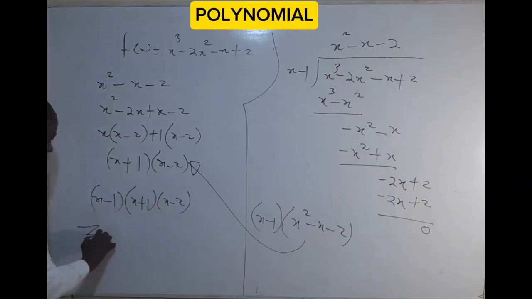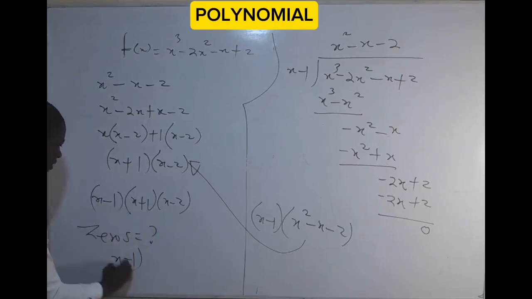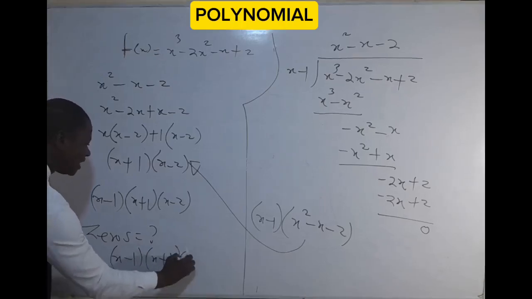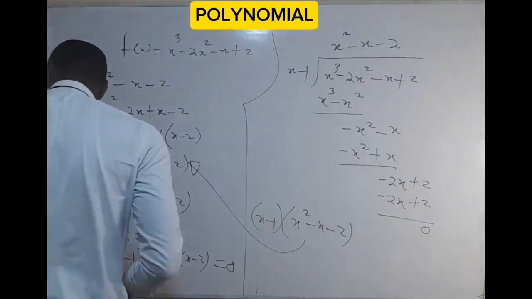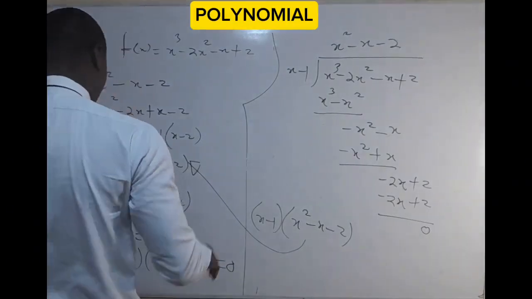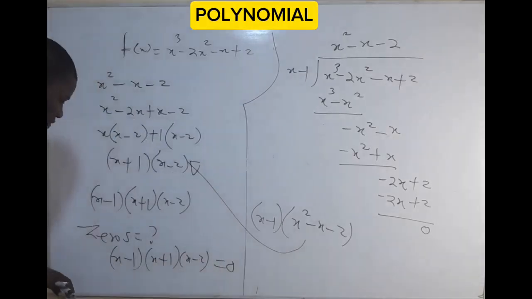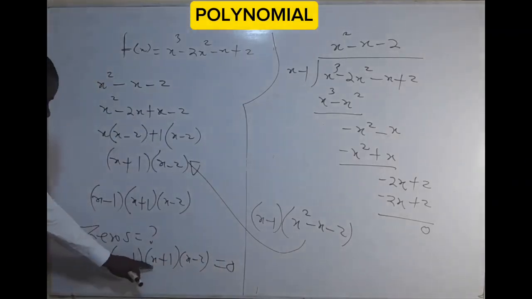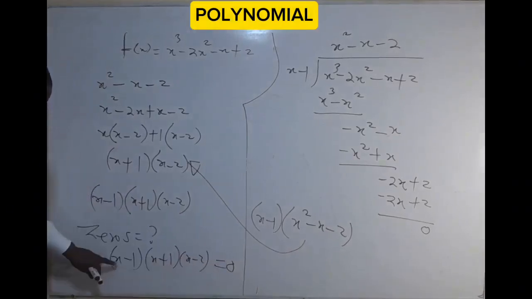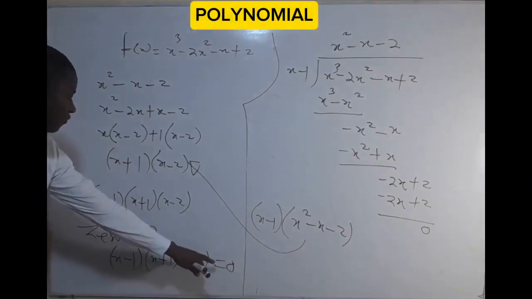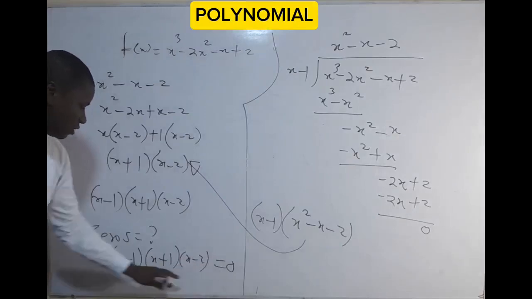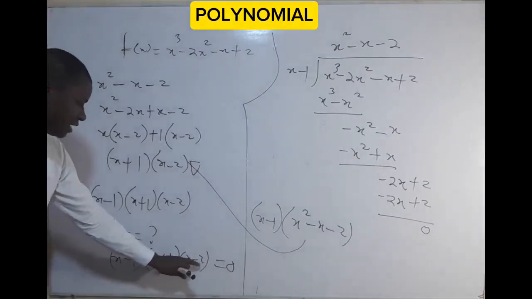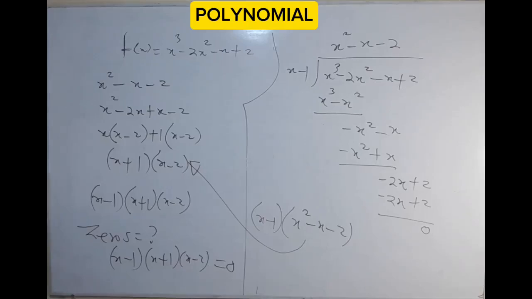When you are asked to find the zeros of the polynomial, it means that you have to equate x minus 1, x plus 1, x minus 2, all to 0 and solve for the value of x. Take note, when you come here, what do you get? You have x minus 1, x plus 1, x minus 2 equal to 0. So when you equate x minus 1 to 0 and you solve for x, you get x equals 1. When you equate x plus 1 to 0 and solve for x, you get x equals minus 1. When you equate x minus 2 to 0 and solve for x, you get x equals 2. So you need to understand this.